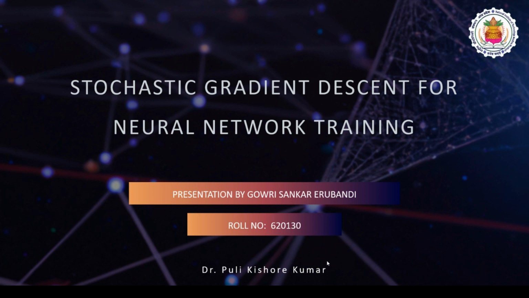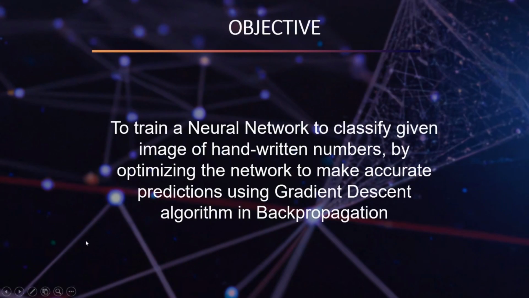I am going to present a course project on optimization techniques. My project is using stochastic gradient descent for neural network training. The objective of this project is to train a neural network to classify given images of handwritten digits by optimizing the network to make accurate predictions using the gradient descent algorithm in backpropagation. This gradient descent algorithm is used to optimize the cost function of the training.